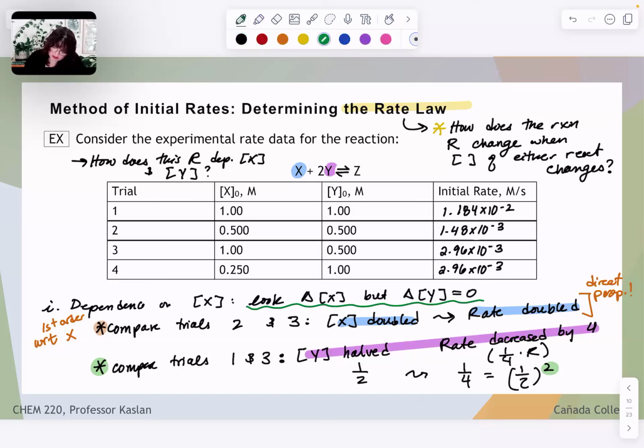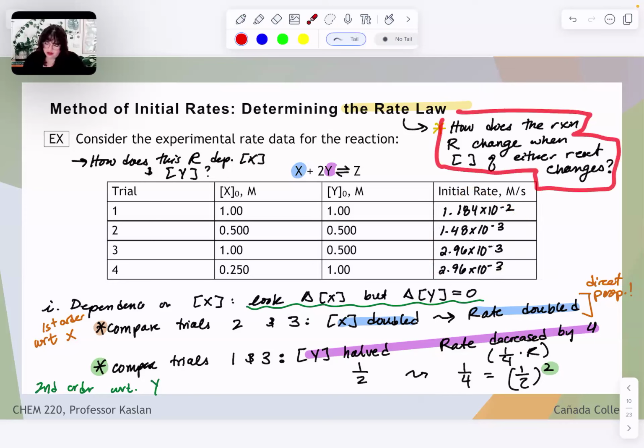So this reaction is second order with respect to Y. Okay. So just by looking at this data and asking ourselves this question, how does the reaction rate change when the concentration of each thing is individually changed? We were able to determine how the rate depends on either reactant independently.